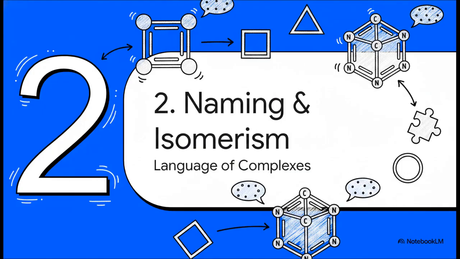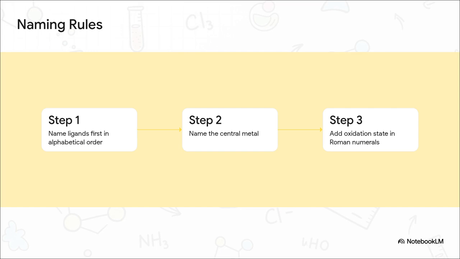Moving right along to Section 2, Naming Rules and Isomerism, the language of complexes. Naming these things feels intimidating, but it's super approachable if you just stick to a systematic 3-step formula. Step 1, name the ligands first in alphabetical order. Step 2, name the central metal. Step 3, just tack on that oxidation state we just calculated using Roman numerals right at the end. Oh, quick side note, if the whole complex is negatively charged, meaning it's anionic, the metal gets this fancy -ate suffix. You follow those steps, and suddenly a scary chemical formula becomes a perfectly logical name like hexaamminecobalt(III) chloride.